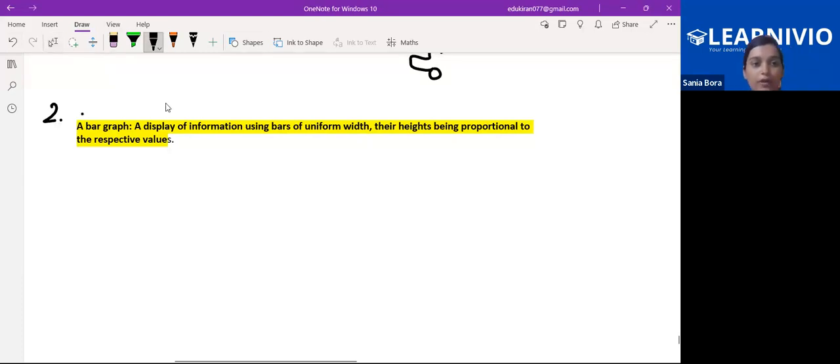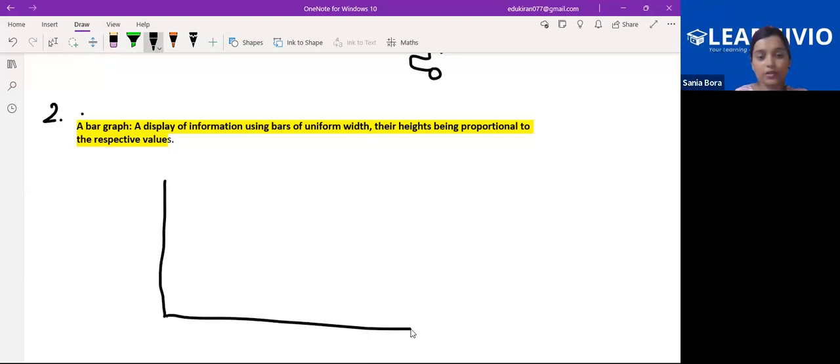Uniform width means, for example, I'm drawing it here. If this is the width of the first one, the second one's width will also be the same. You cannot make it like this and the other one like this. The width should be the same for all the bars, and their height would be whatever values you have. Clear?